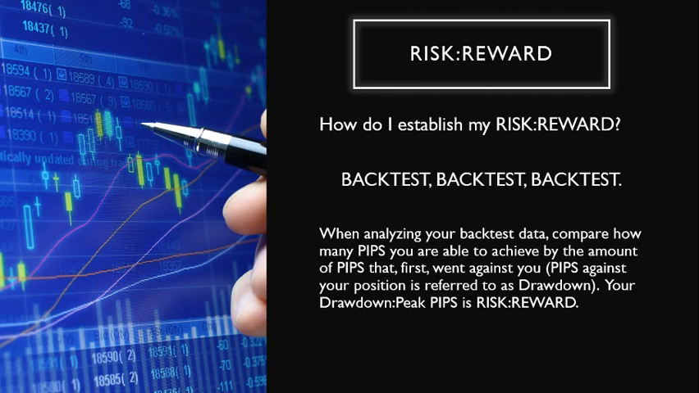All right. So when analyzing your backtest data, compare how many pips you are able to achieve to the amount of pips that first went against you. Pips against your position are referred to as drawdown. So when we say drawdown, that just means the amount the market went against you after the trade setup was present. So your drawdown to peak pips is risk to reward, right? Here's my setup. It went against me 5 pips at first, and then it would have gone into profit for the 5 pips that I was looking for.